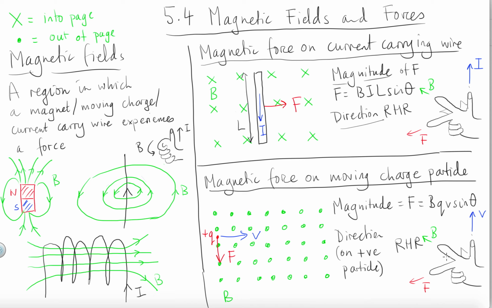particle's velocity vector. And the direction is given by the right hand rule, but you just replace current with velocity to give you, in this case the force would be directed downwards, and in this case the force would be directed to the right. Note that the direction rule only applies to positive particles, so if you have a negative particle, i.e. an electron, you have to reverse the direction of the force.